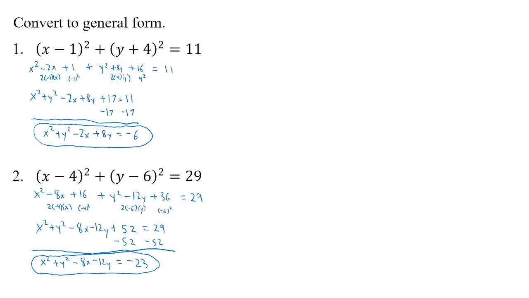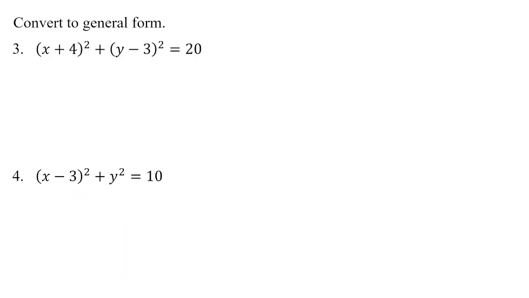So really all we're doing is we're squaring the two binomials, rearranging it so that the two squares of the variables are next to each other and the two linear terms are next to each other, and then we add the constants. Finally, we subtract the equation by the sum of the constants. So let's look at some more examples.